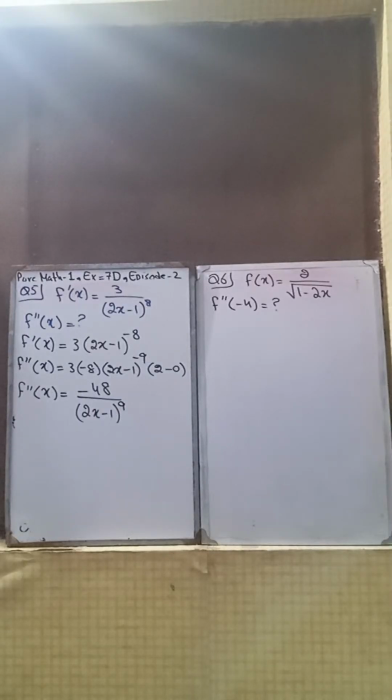Very simple question. What I will do is differentiate it and get the first derivative. Then I will differentiate again to get the second derivative. And then in the second derivative's expression, wherever there is x, I will substitute it with minus 4. This is how I will get the answer.